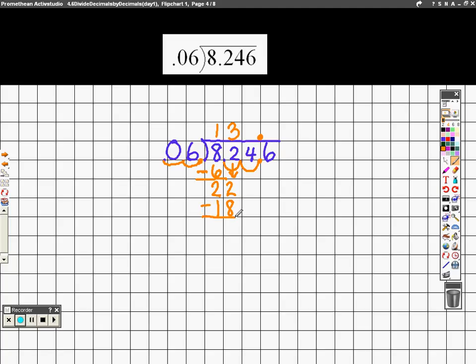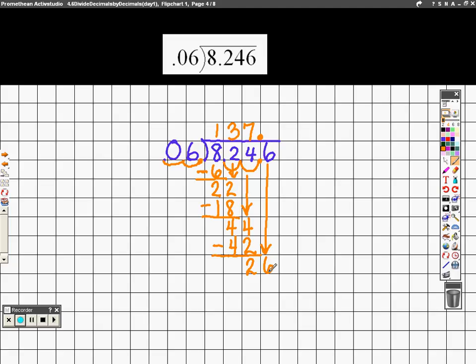And then I subtract, again being very careful to make sure that my columns are straight. 22 minus 18 would be 4. Okay, I bring down my next number, which is 4. 6 goes into 44 7 times. Okay, 7 times 6 is 42. Then I subtract. 44 minus 42 is 2. Bring down my 6 here.